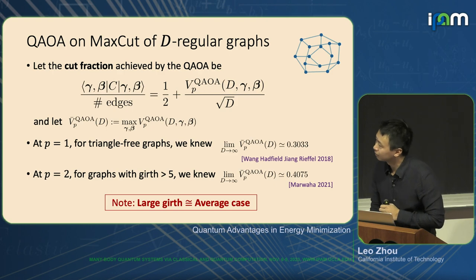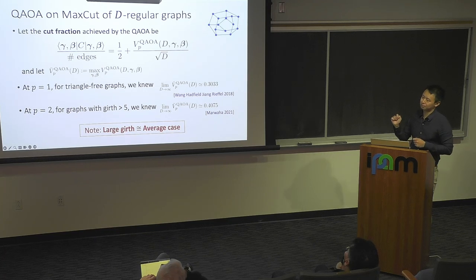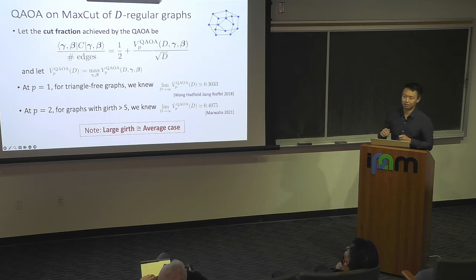Question: does this mean you know how to find this optimum, or does it just mean that the QAOA ansatz can produce an energy or cost function with that value, but you might not know how to obtain those parameters? No, we know how to obtain those parameters. They give you exact parameters for these. And that will be the case for the rest of my talk as well.